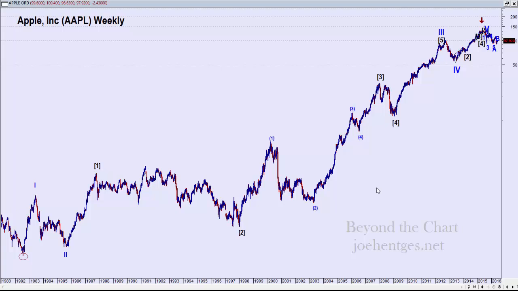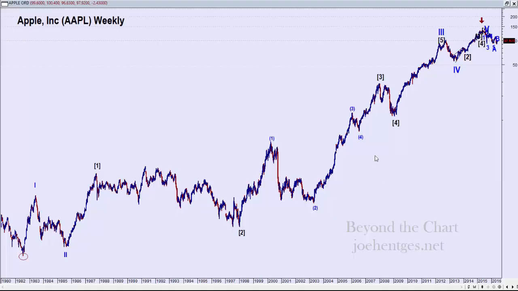And in this stock chart analysis video, we're going to take a look at Apple from a long-term perspective and then on the daily chart, and see what the Elliott Wave picture is telling us. So stay tuned. All right, so what you're looking at here is the long-term weekly chart of Apple, and here's how I've got the wave count laid out.